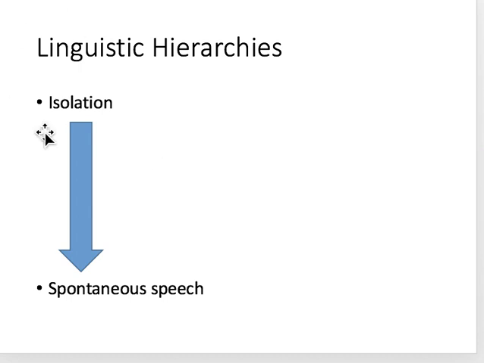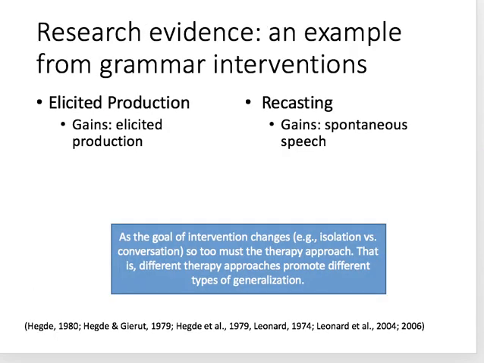So if I'm prompting you with just an isolated context, I'm providing a context in which you're more likely to provide a correct response, especially if you're a child with a speech sound disorder. It's pretty severe. Okay. So what evidence is there that this is important to manipulate?